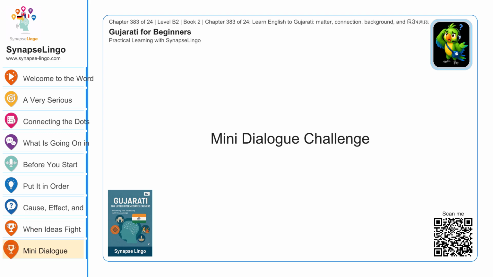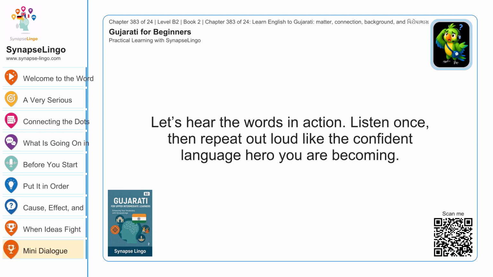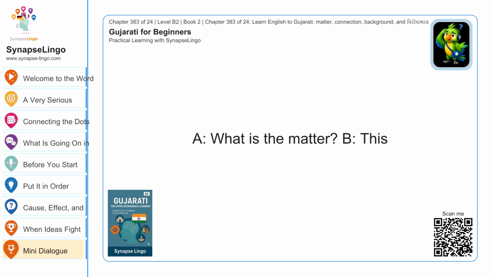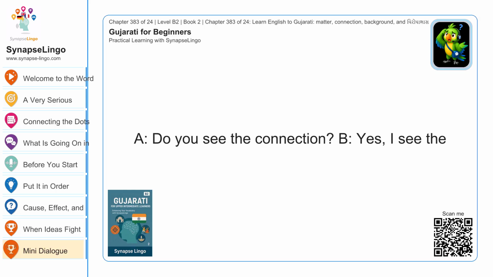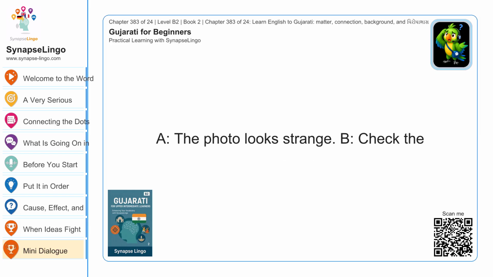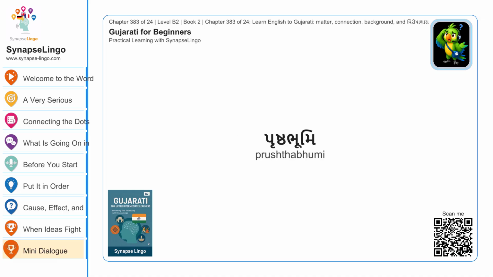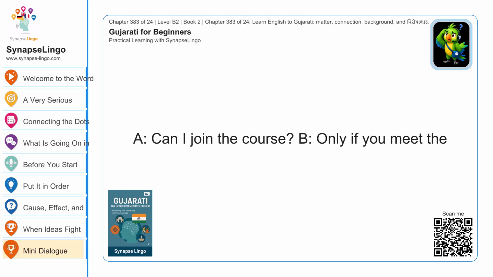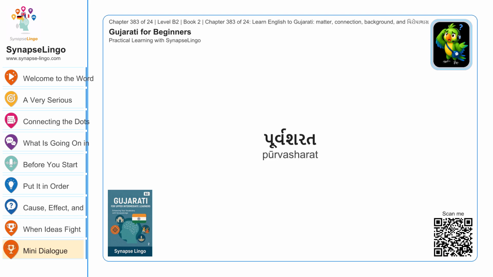Mini dialogue challenge. Let's hear the words in action. Listen once, then repeat out loud like the confident language hero you are becoming. A. What is the matter? B. This બાબત is important. A. Do you see the connection? B. Yes, I see the સંબંધ. A. The photo looks strange. B. Check the પૃષ્ઠભૂમિ. A. Can I join the course? B. Only if you meet the પૂર્વશરત.